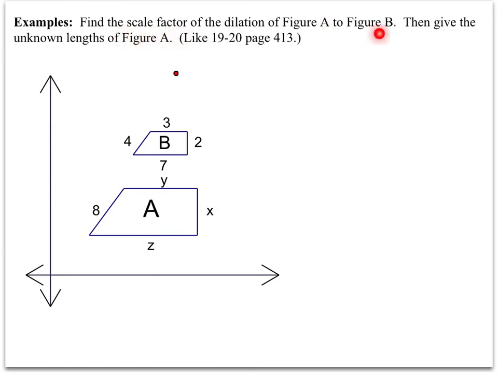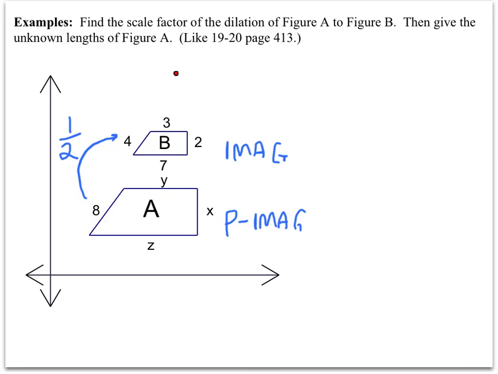In this last example, we're asked to find the scale factor of the dilation, and we're dilating figure A to figure B. So in this case, figure A is the pre-image, and figure B is the image. So what we have to ask ourselves is, look at the sides and the corresponding sides, and we're kind of looking at similar figures in this case. So to go from 8 to 4, we're going to cut that in half. So this is a reduction by 2. Scale factor in this case is 1/2.